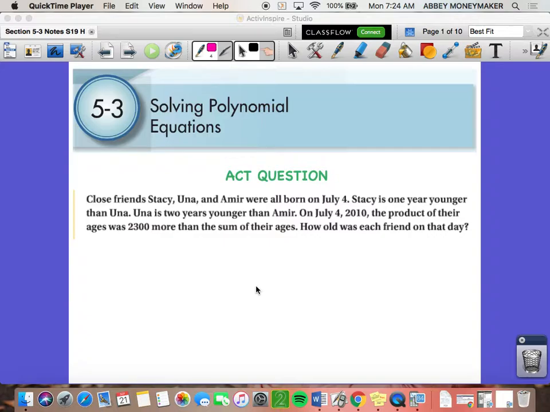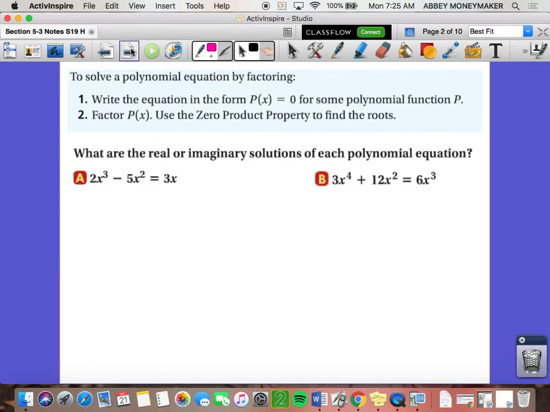So to motivate us through this lesson, we have an ACT question here that we will be able to answer by the end of the lesson, after learning how to solve polynomial equations. This is a straight up ACT question that we will answer at the end of the lesson.